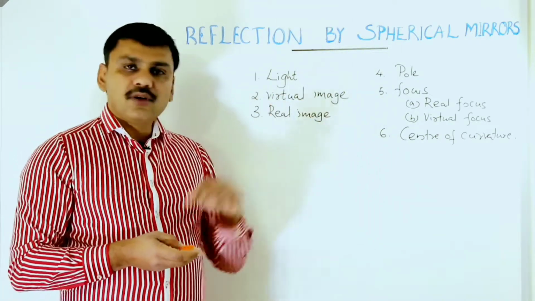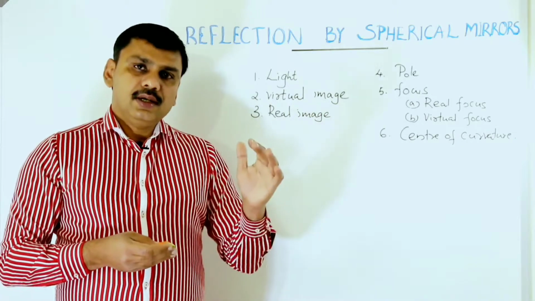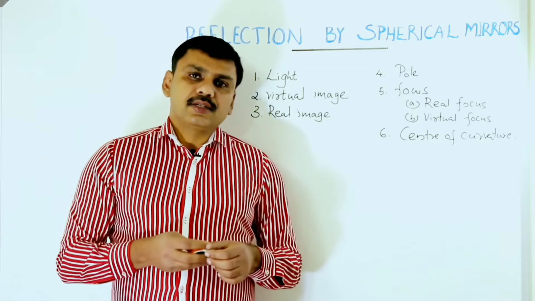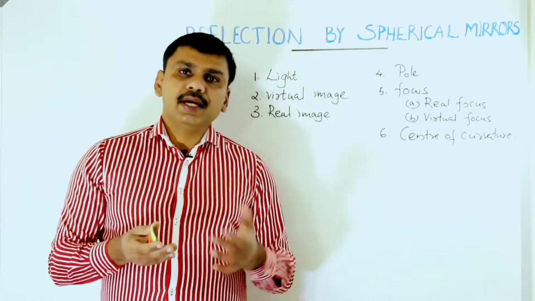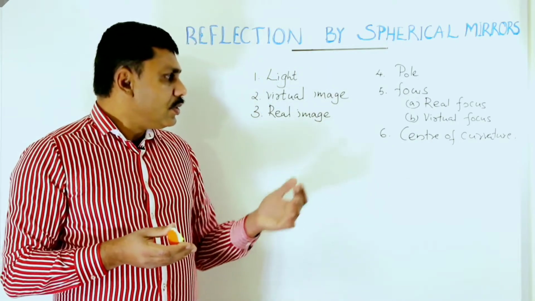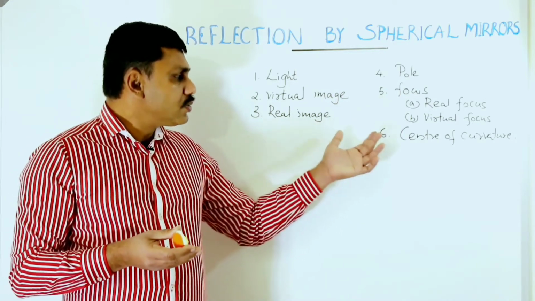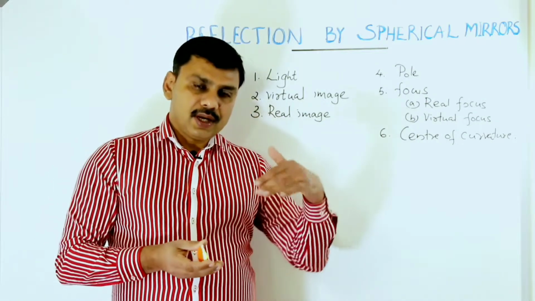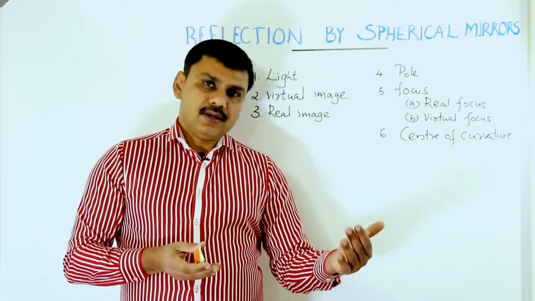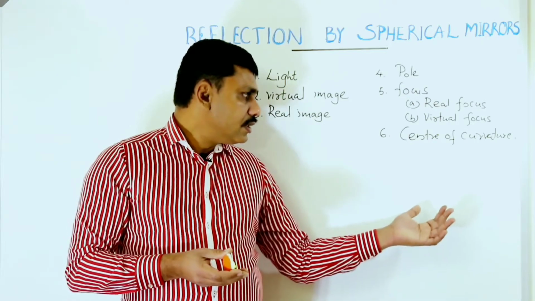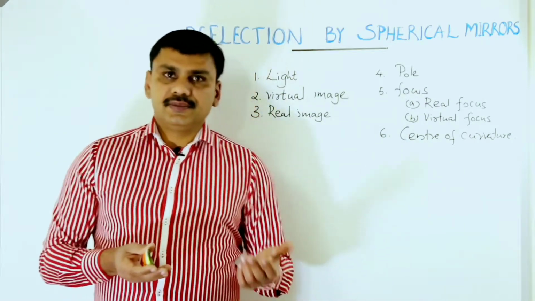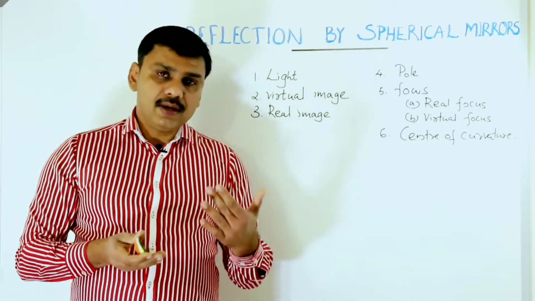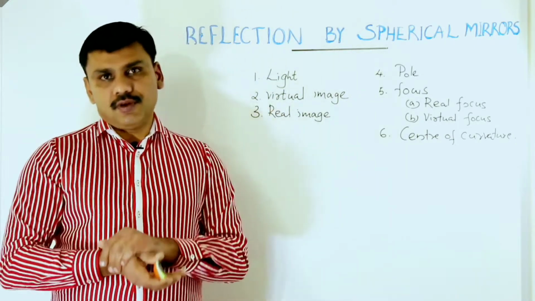Then what do you mean by center of curvature? You know that the mirror is formed from a sphere, as I explained earlier. So center of curvature means it is the center of the sphere from which the mirror is formed.